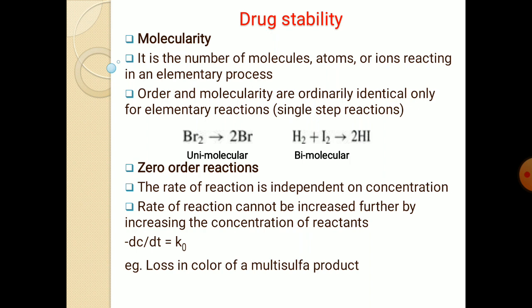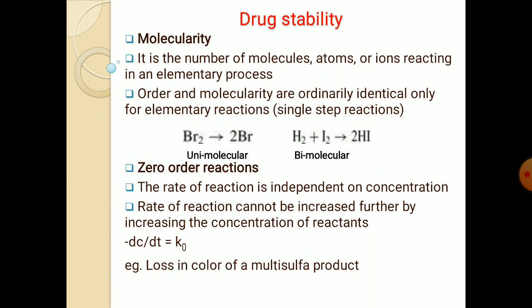So as the rate is independent of the concentration, if we increase the concentration of the reactants, there will be no effect on the rate of reaction, because the rate of reaction, as we have defined, is independent of the concentration. So whatever may be the concentration, the rate of reaction will be constant. The concentration will not affect the rate of reaction. So these reactions are also known as constant rate processes or constant rate reactions, because the increase in concentration does not affect the rate of reaction.